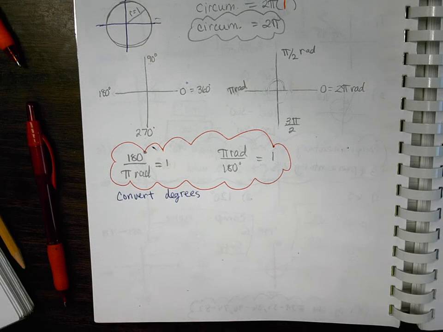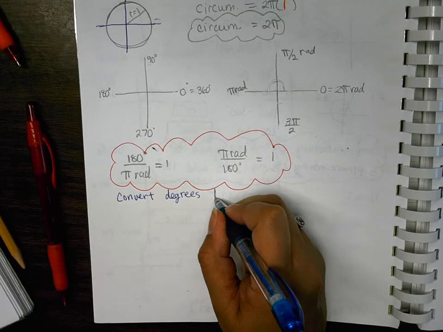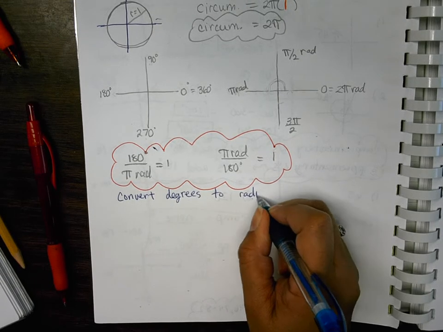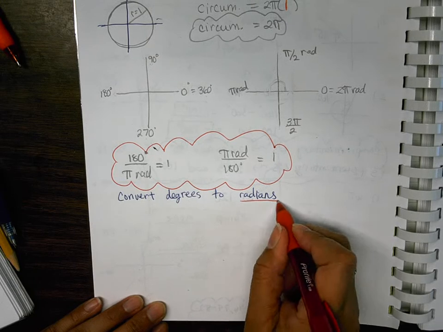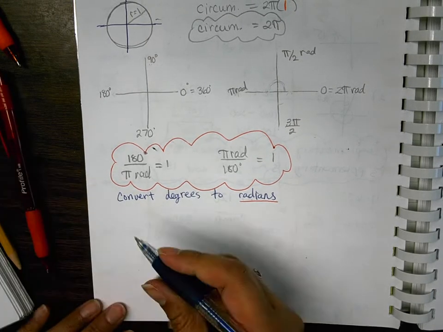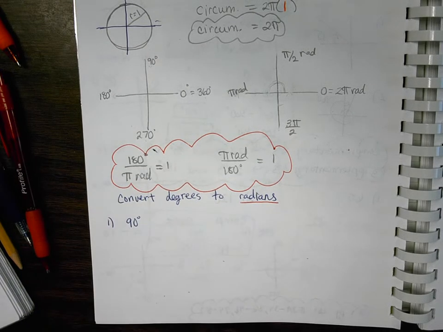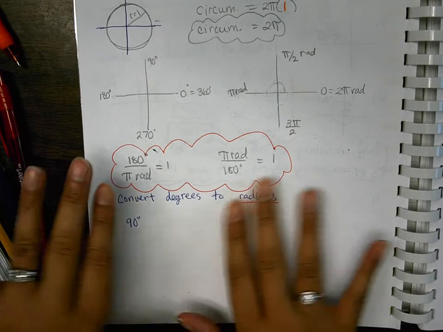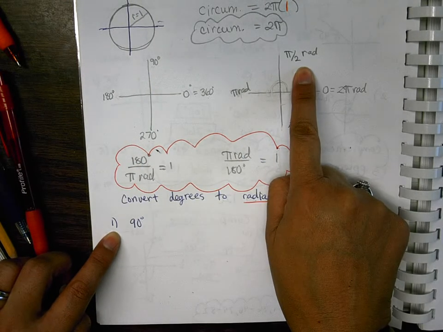Same thing. As time goes, the more practice we get, the better you will become at memorizing them. Convert degrees to radians. All right, so we need to make sure we understand what we're coming from and what we're going to. All right, number 1, 90 degrees. 90 degrees is easy to do without any conversion factor here because we should know that 90 is the same as what? Pi over 2.